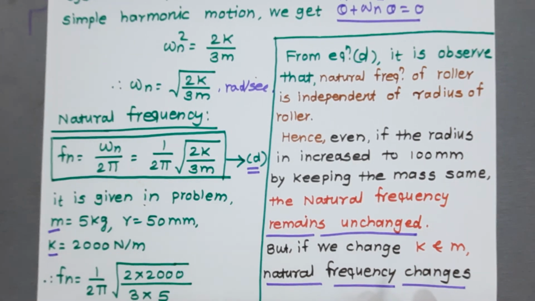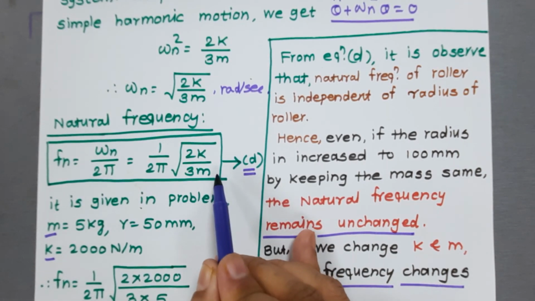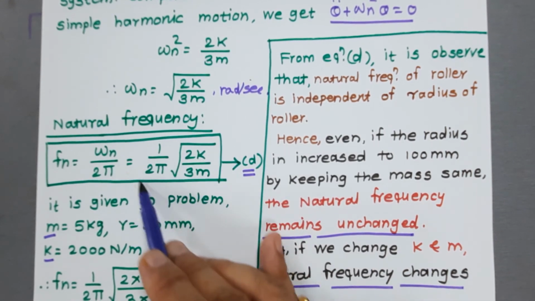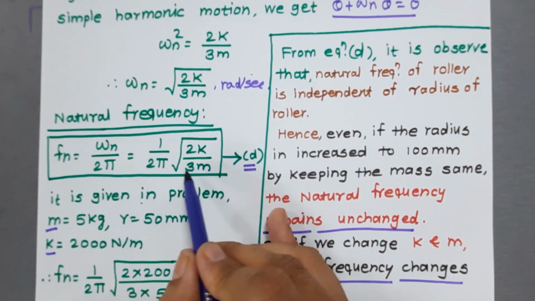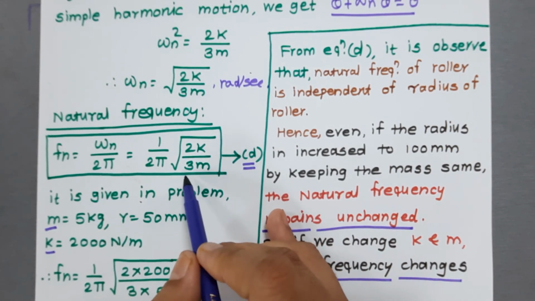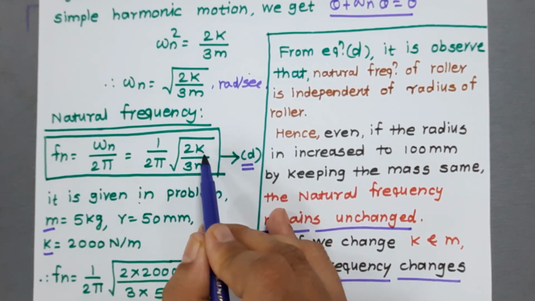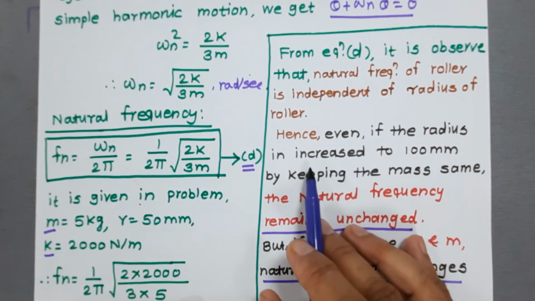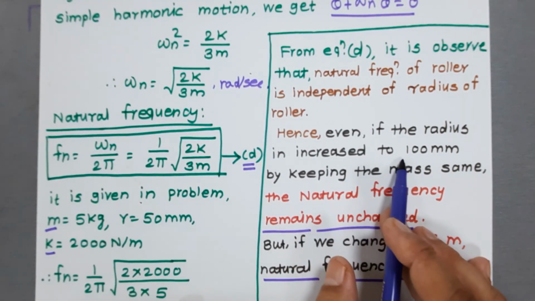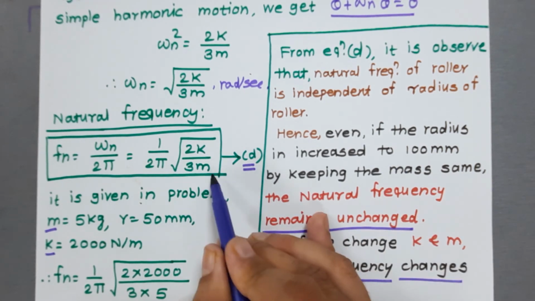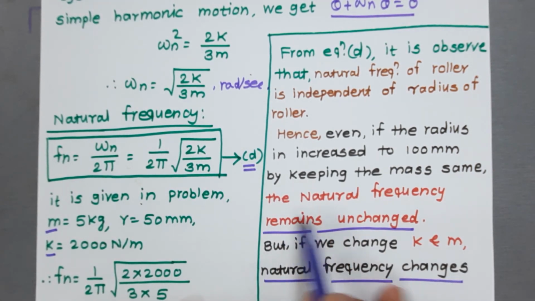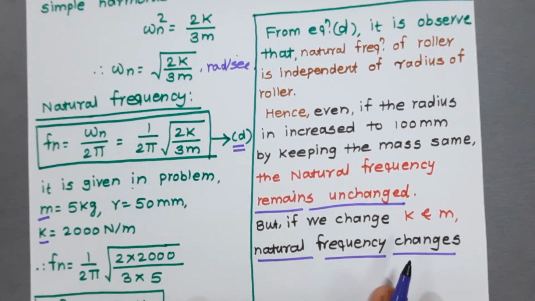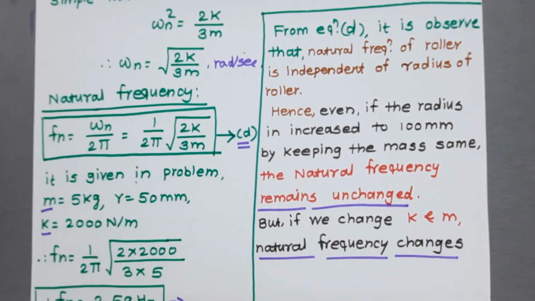Dear friend, I again repeat, in equation number D it is observed that the natural frequency of the roller is independent of r, because the r term is not present in this equation. Natural frequency depends only on k and m, where k is stiffness and m is mass. Even if the radius of the roller is increased from 50 to 100 mm, keeping the mass constant, the natural frequency remains unchanged. But the natural frequency changes when k and m change.